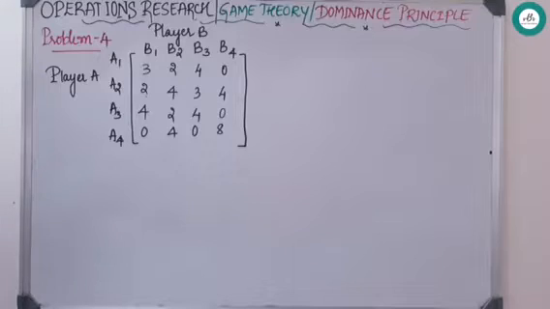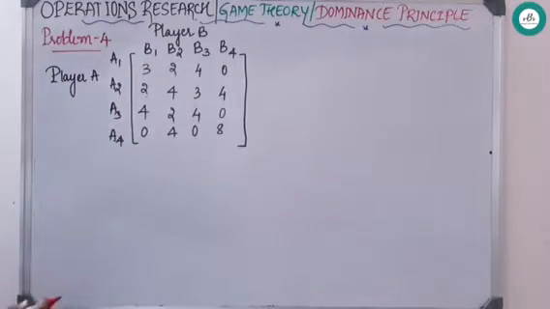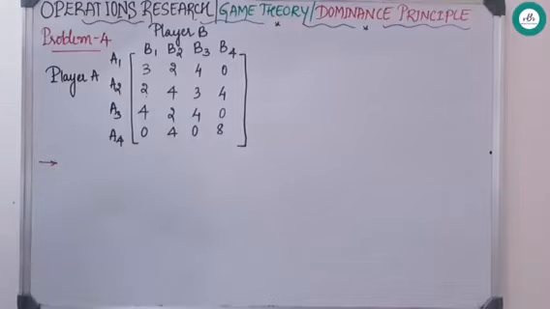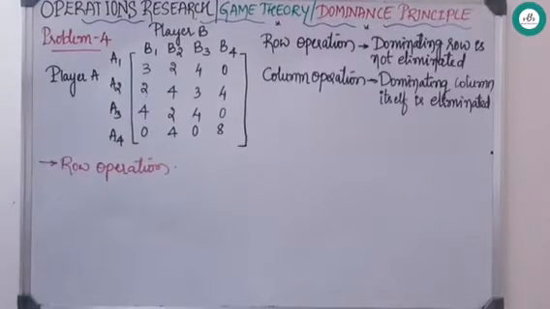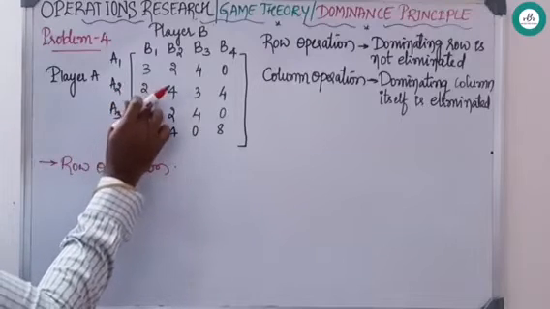So coming to the next problem, that is problem number 4 in dominance principle. Player A has 4 strategies and player B has 4 strategies. Now we shall start this with a row operation. So now we shall check the first row as well as the second row.